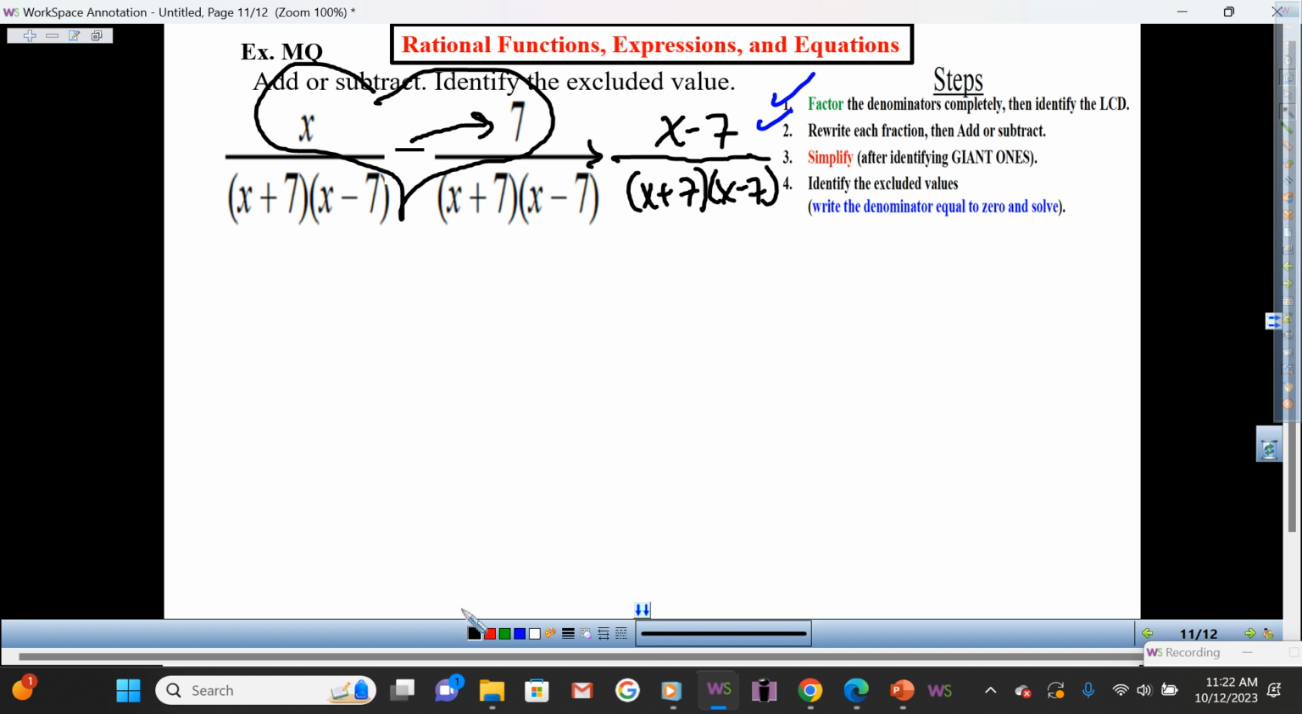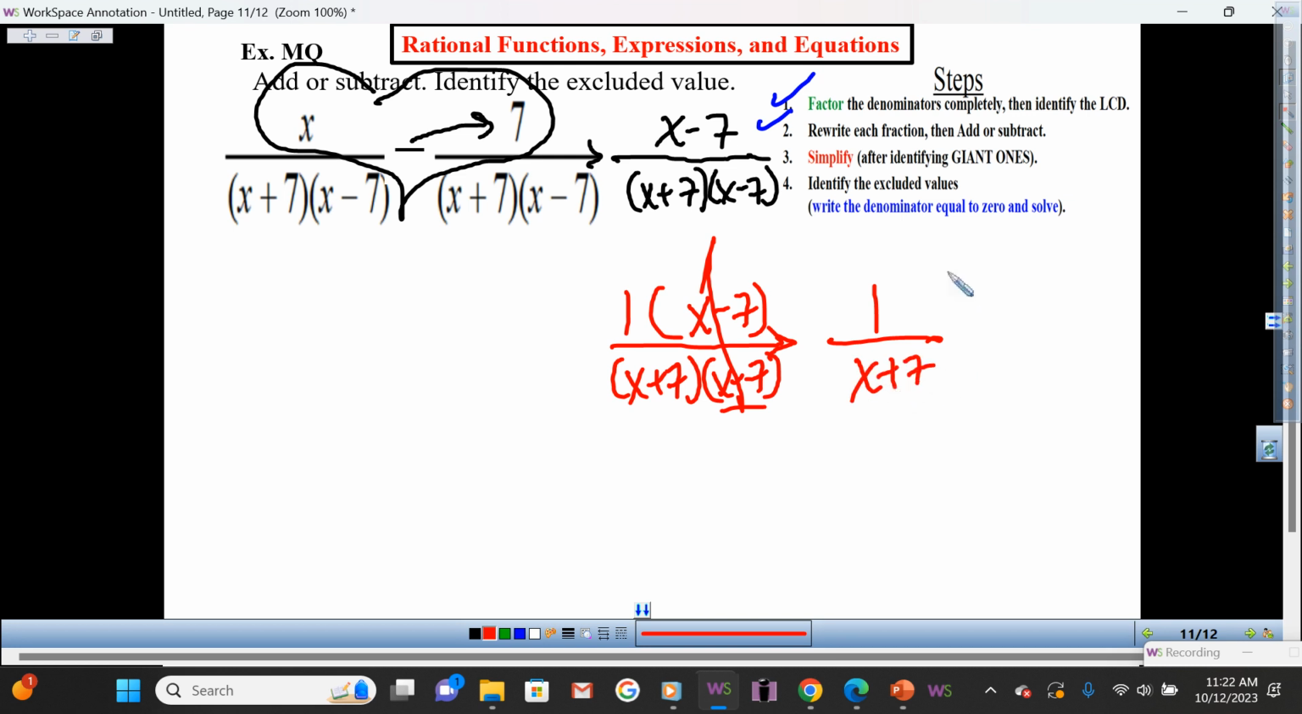Giant 1s. Well, first, look up. Do you see the giant 1 right here? But just to be clear, what would be a GCF for the numerator just so that we can actually see it? A 1. So I can rewrite this one as 1 times x minus 7. That's my numerator. My denominator stays as x plus 7, x minus 7. And now you can actually see the giant 1. And that leaves us with 1 over x plus 7.